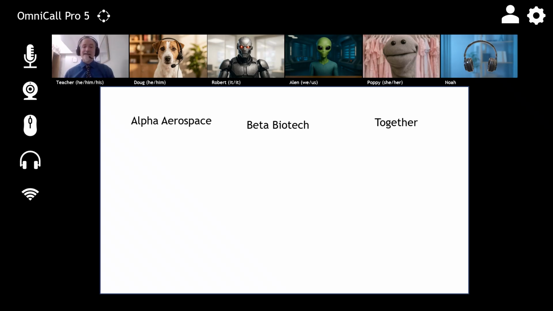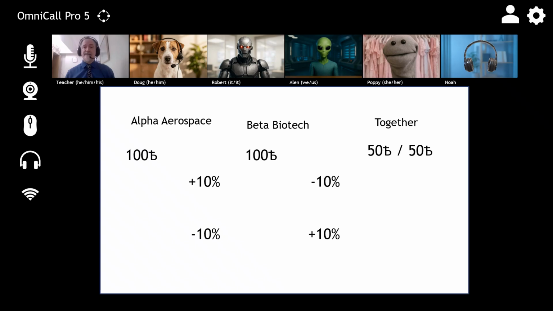So we invest in Alpha Aerospace. It goes up 10% and then down 10%. We invest in Beta Biotech. That goes down 10% and then up 10%. Or we can combine them together. We take that 100, split it into 50 bucks and 50 bucks.